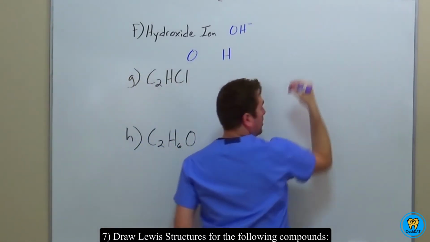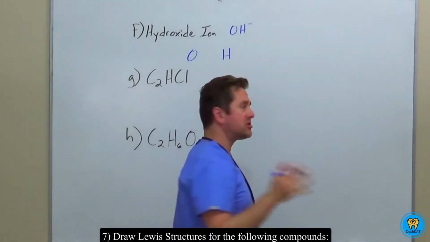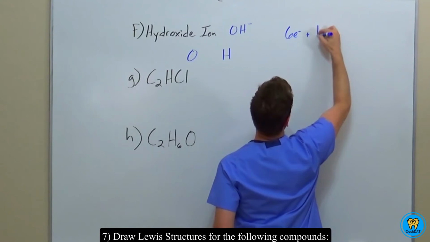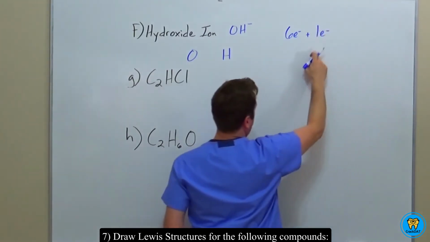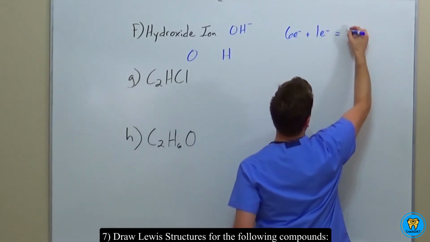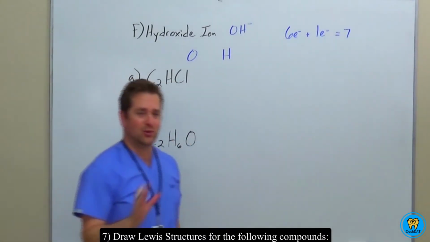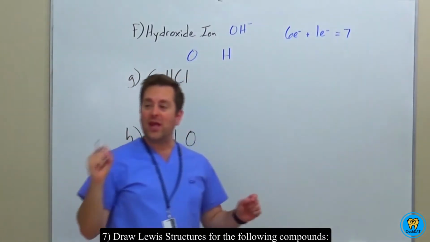We know since there's only one oxygen that it contributes 6 valence electrons plus the singular valence electron from the hydrogen. So we have a total of 7. But what did I not do? What did I not do? Did you catch it? We have a -1 charge.